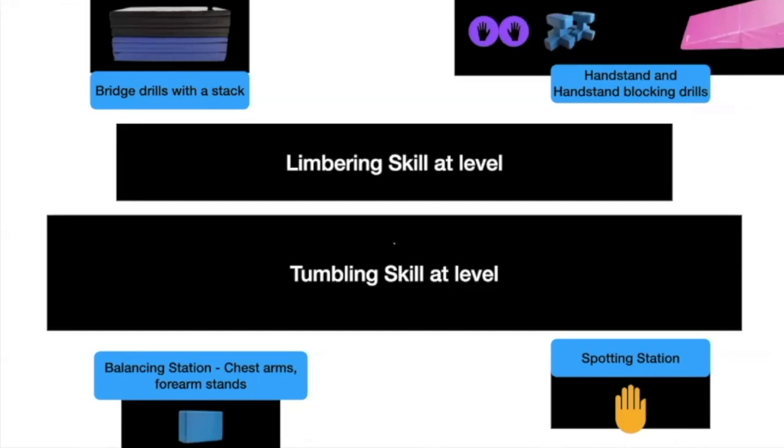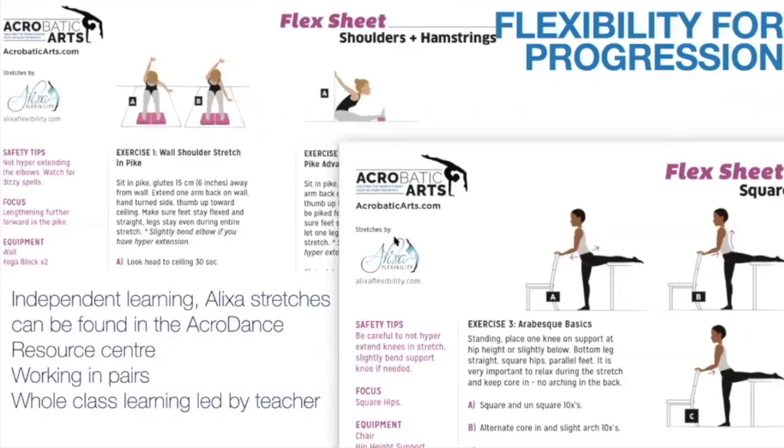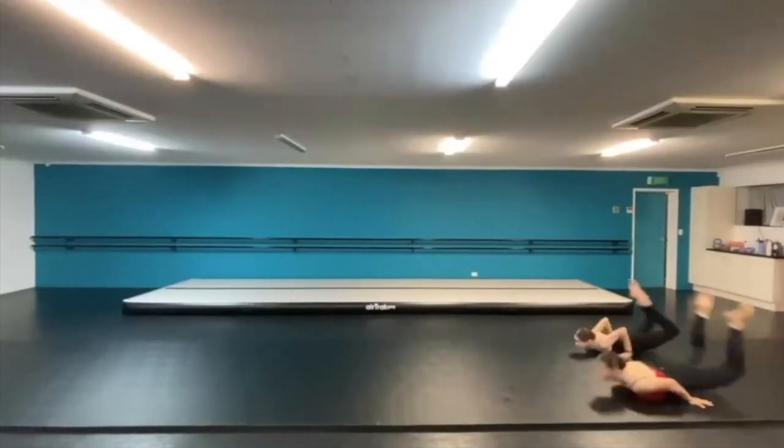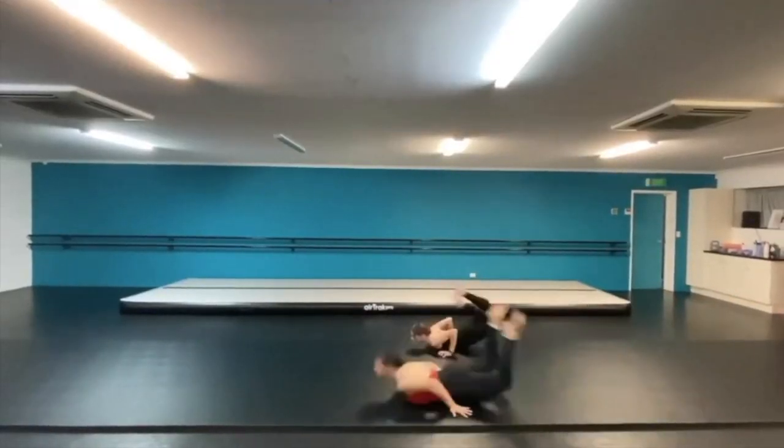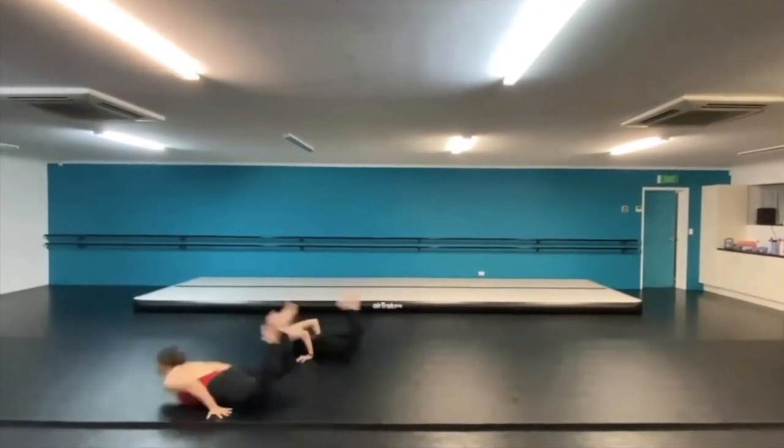Next, you incorporate your flexibility for progression. This can involve independent learning, working in pairs, or whole class learning led by the teacher. Finally, bring the whole class back together for a whole group activity or game, followed by a cool down.